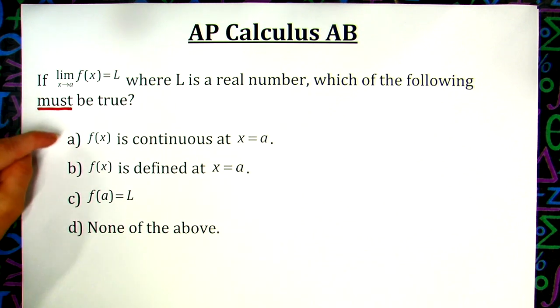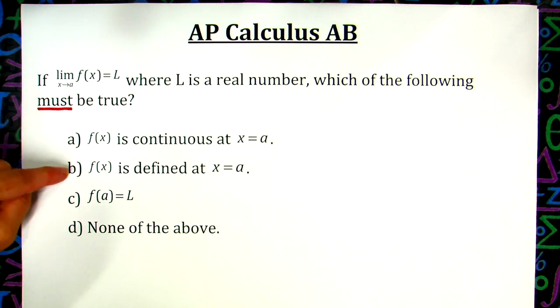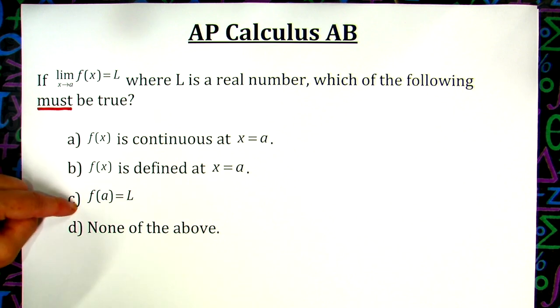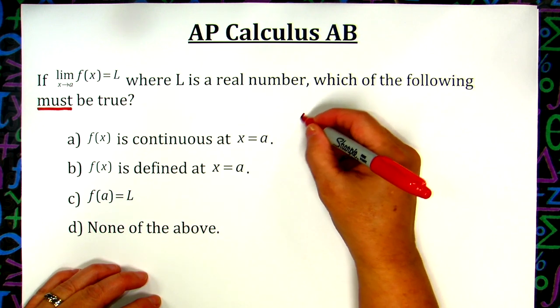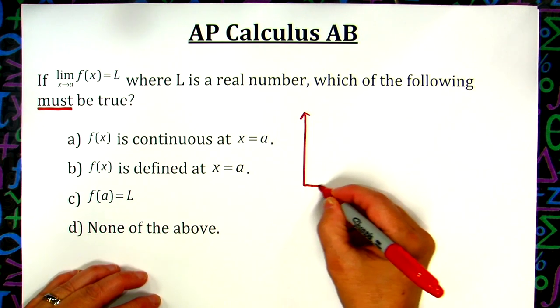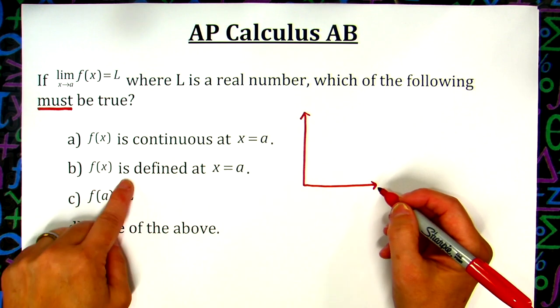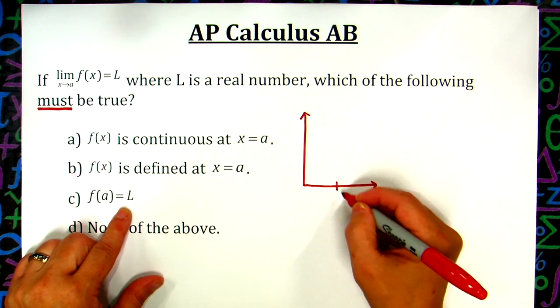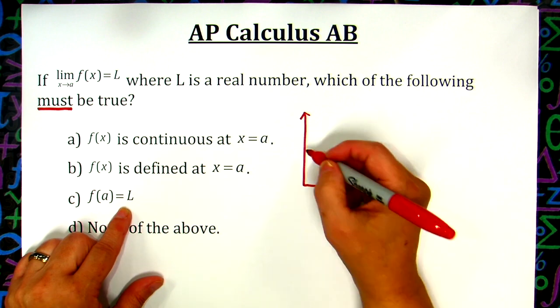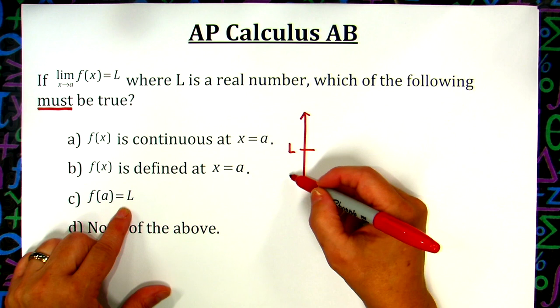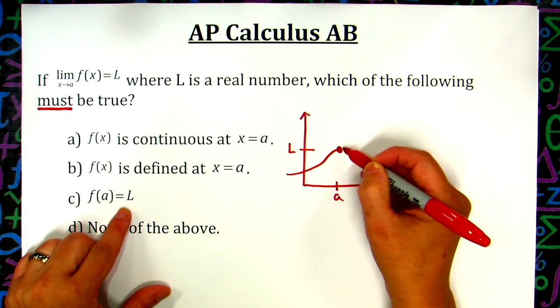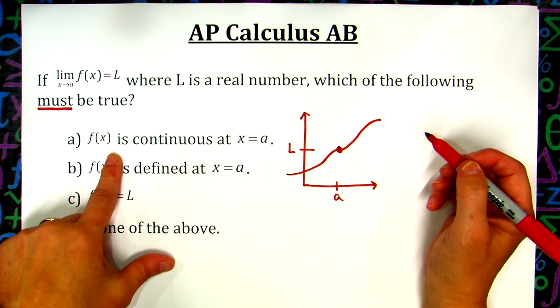Okay, so we've got A, f of x is continuous at x equals a; B, f of x is defined at x equals a; C, f of a equals L; or D, none of the above. Now, my recommendation here would be to draw some pictures. The first three things can all be true, because if I'm approaching a along the x-axis here, and then my limit value would be here, I could really easily draw some type of function that looks like this, which would make A true.